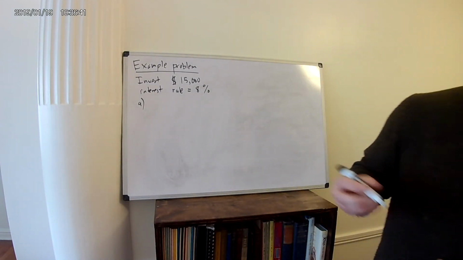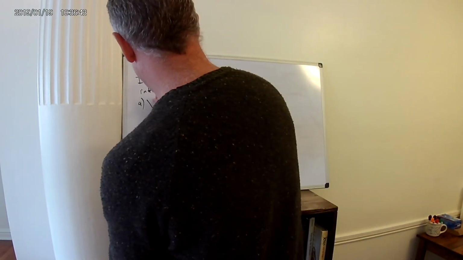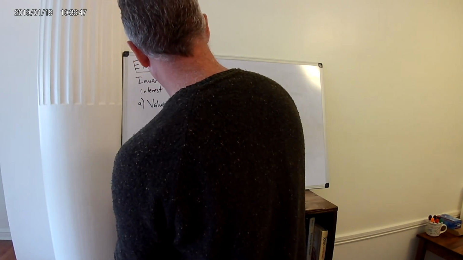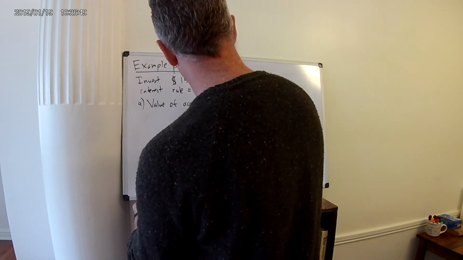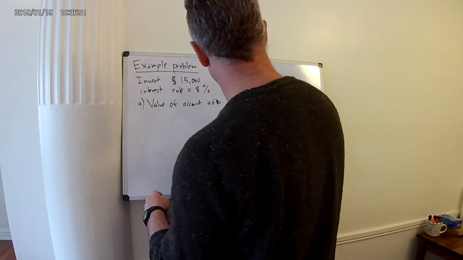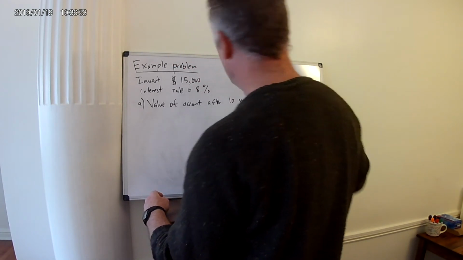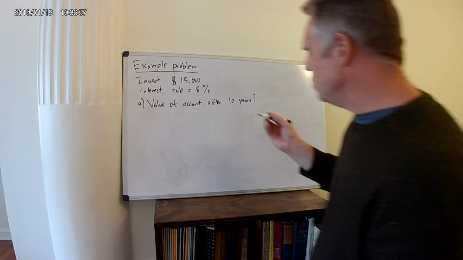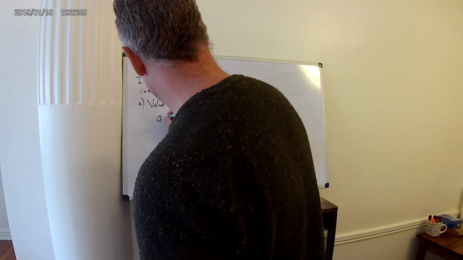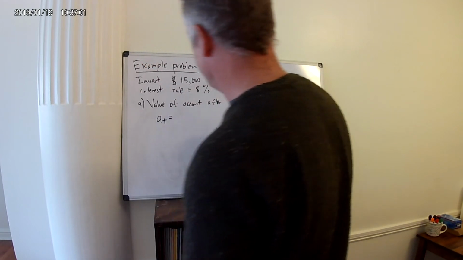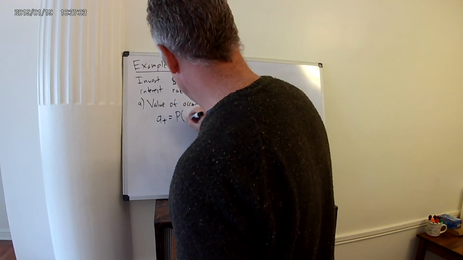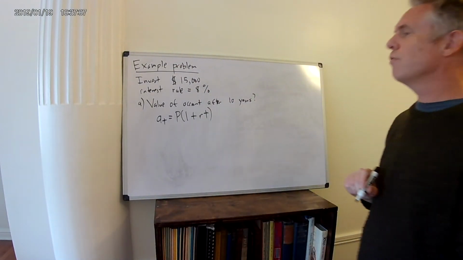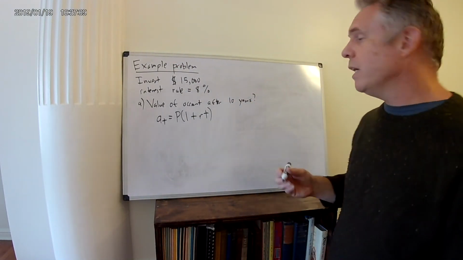The first question is, what's the value of the account after 10 years? We're going to use the formula we just derived for the value of a simple interest investment, which is equal to principal times 1 plus RT. Okay? That's our basic formula. And now we're basically going to plug in numbers here.